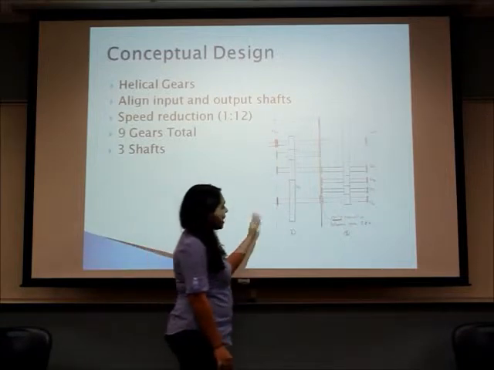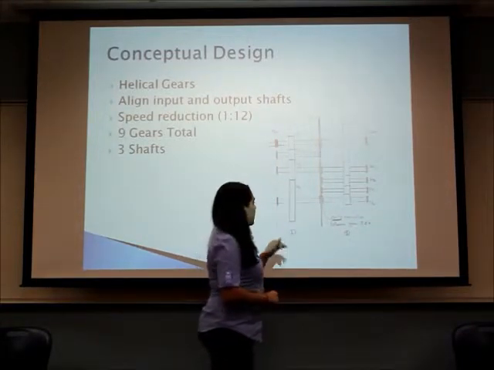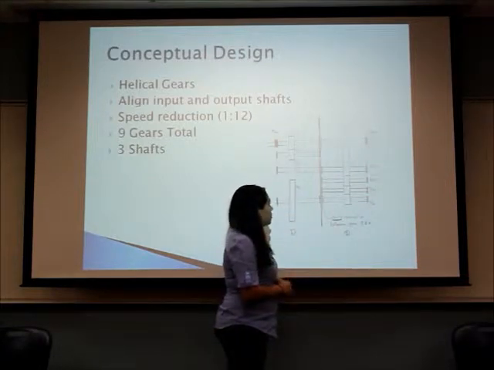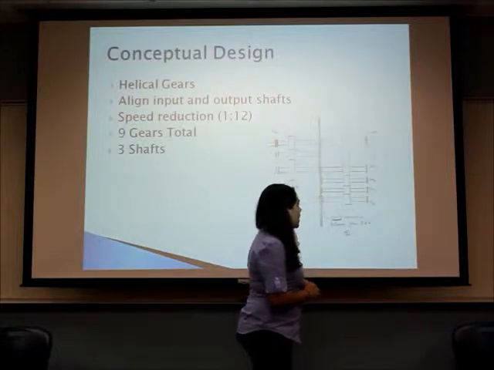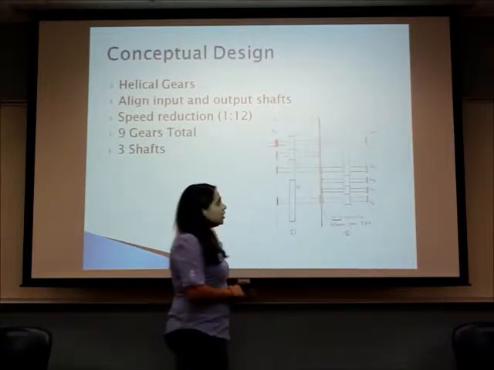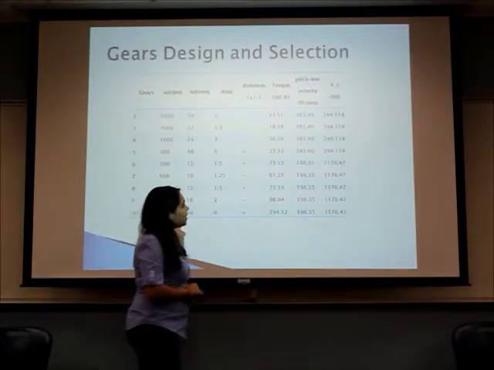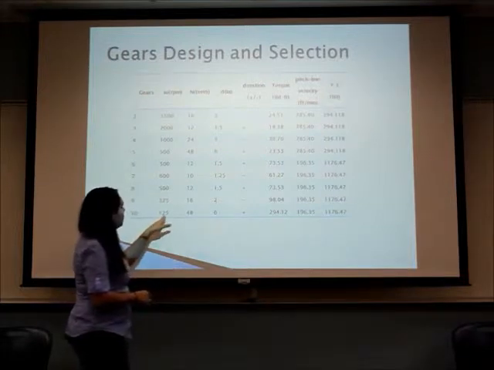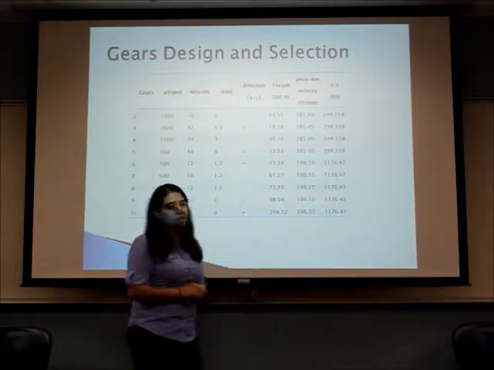This is a diagram of our power transmission, and it has four gears in the first stage and 5 gears in the second stage for a total of 9. We designed the input, the output, and the connecting shaft. And here we have the combination of teeth that we selected and the corresponding angular velocity, torque, and force transmitted.